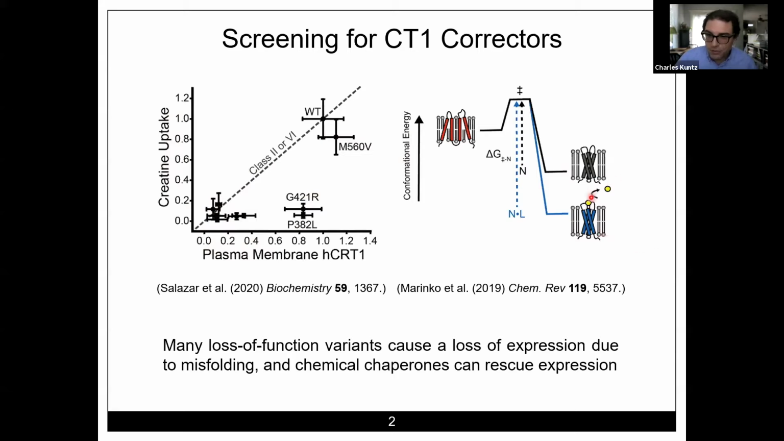The little yellow dots here are correctors, and they can bind to a misfolded form of the protein in the ER and increase the representation of the native folded form of the protein.